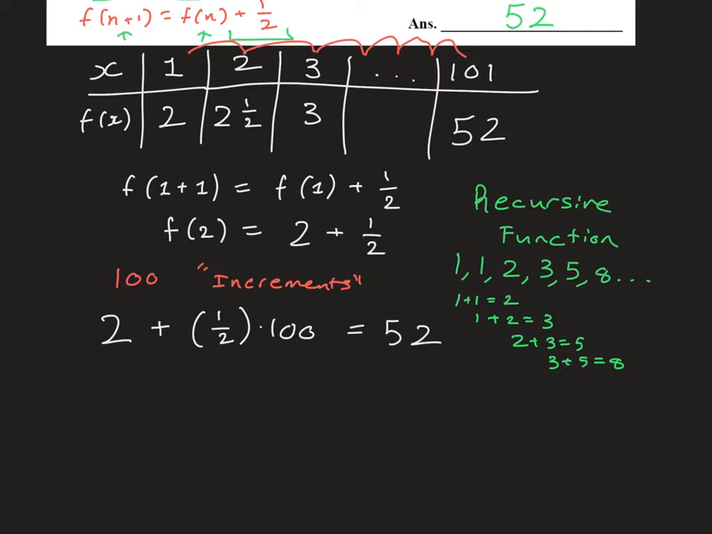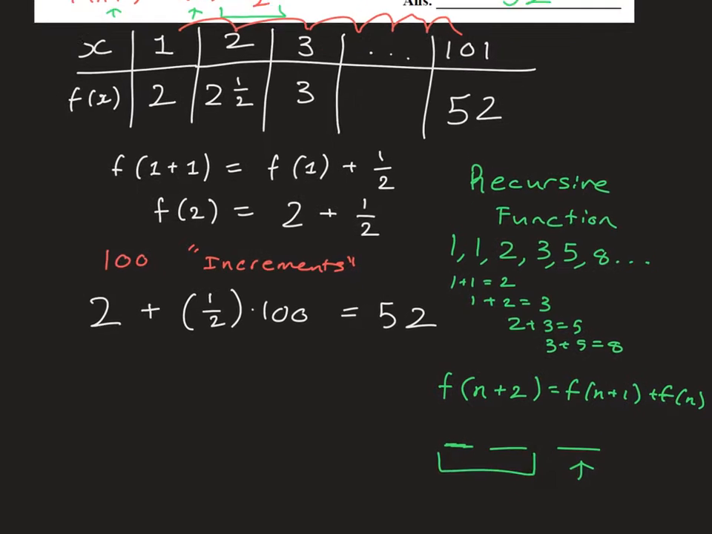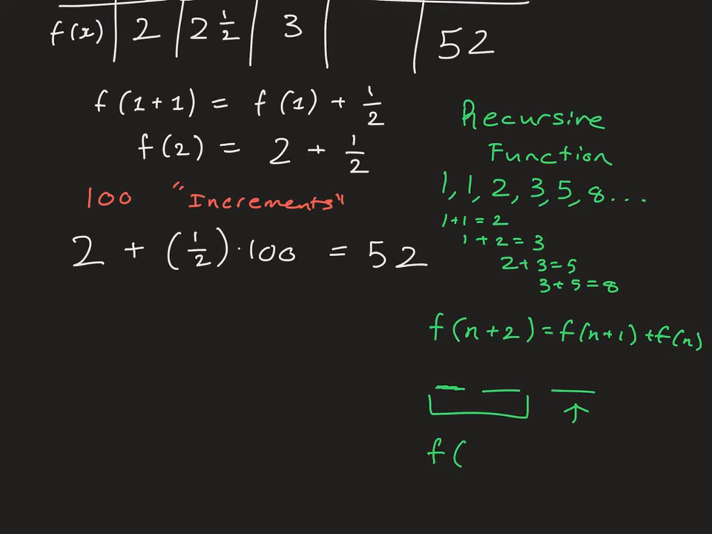So this is a recursive function where f of n plus 2 equals f of n plus 1 plus f of n. So the term that's 2 spots ahead is the sum of these two terms. And f of 1 equals 1 and f of 2 equals 1.